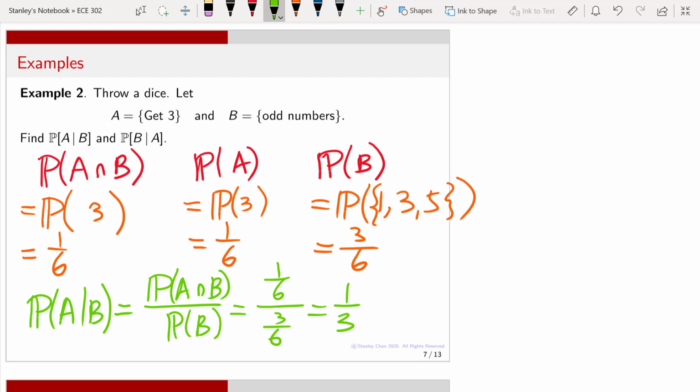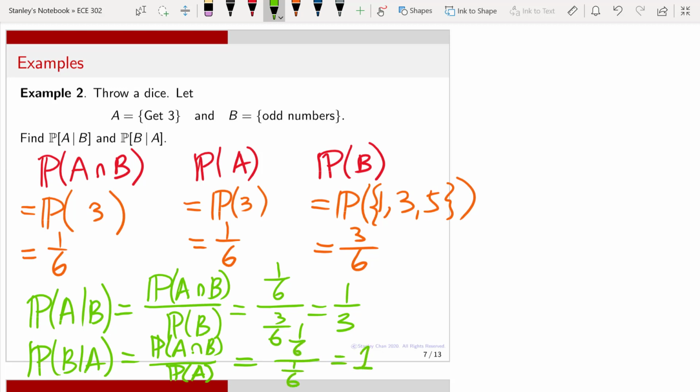How about the other conditional probability? Probability of B given A, and this is the same intersection, A intersect B, divided by the probability of A. And so that will give you 1/6 divided by 1/6. That will give you 1. Very strange. Why are you getting a 1 when you're calculating the conditional probability? Let's go back to this problem and see if it actually makes sense to get 1/3 and get 1 here.